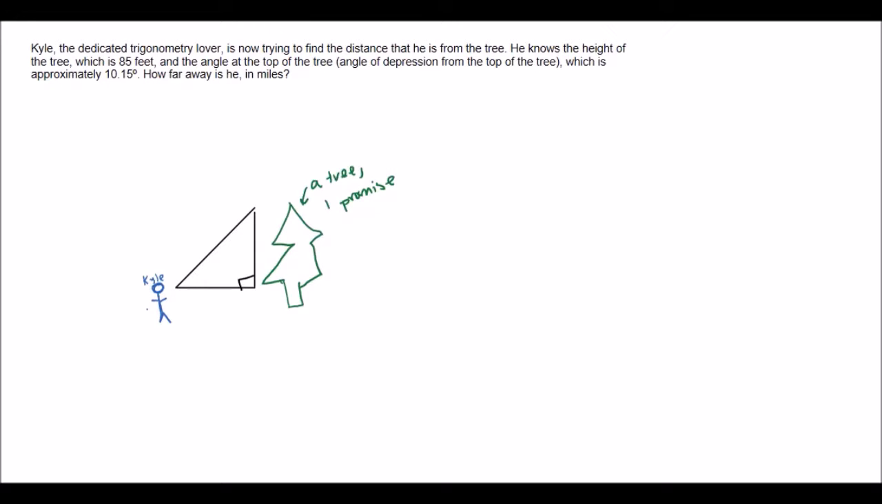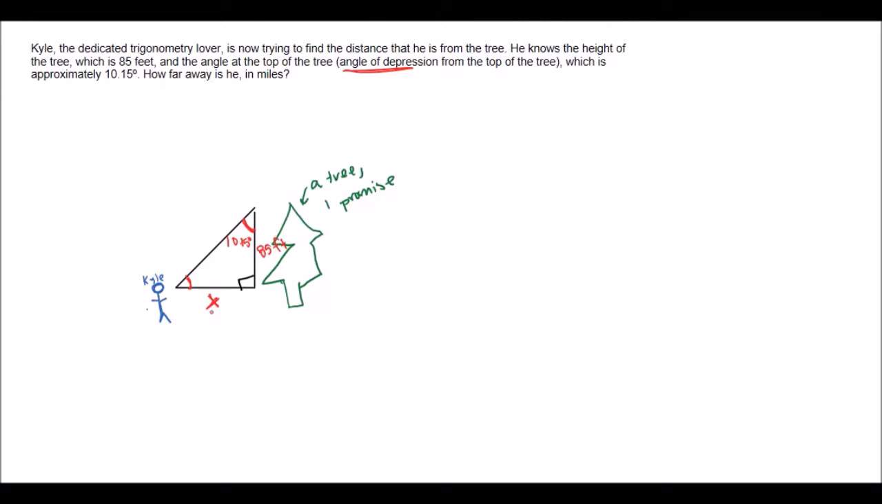So in this case, Kyle knows that this tree, this height right here, is 85 feet. And he knows the angle of depression. So if you remember from the last problem, this is the angle of elevation, which means that this is the angle of depression. So this is 10.15 degrees. And we would like to know how far Kyle is away from the tree.